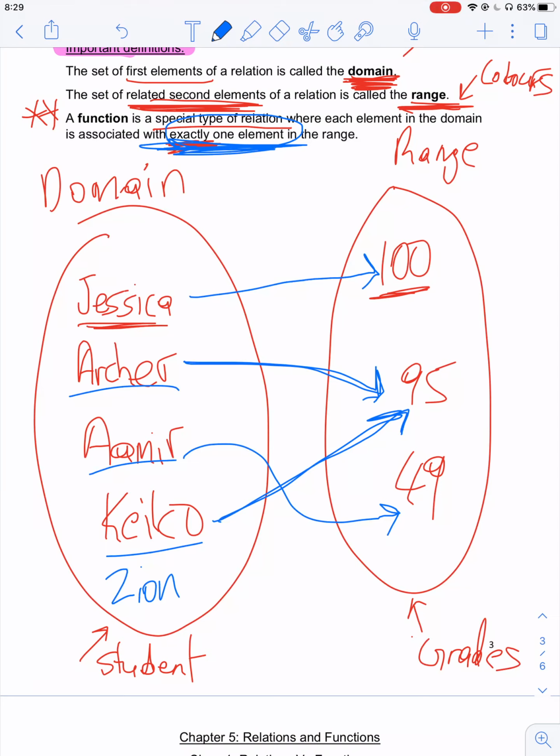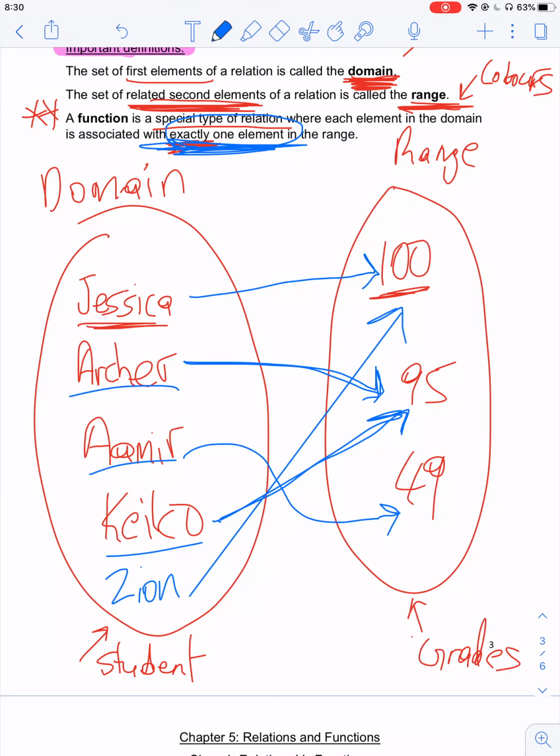So you cannot leave Zion by himself. If I add Zion, let's say he gets 100, then that's fine, because Zion is only getting one grade. He's not getting 100 and something else. So if you add something in your domain, make sure that it's associated to something in the range. So this is what a function looks like: one element in your domain is associated to exactly one element in the range.